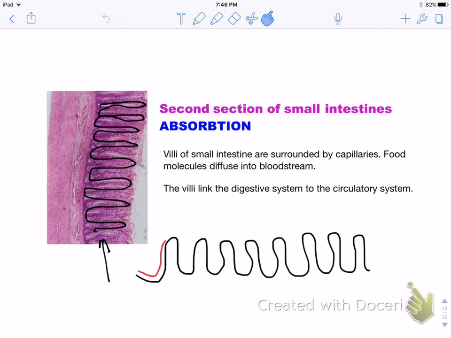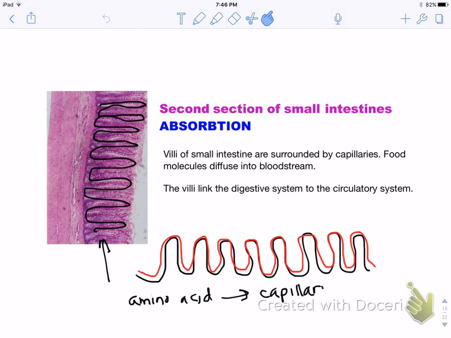These microvilli are surrounded by capillaries. That's really important because the capillaries are going to pick up the nutrients that have been released by the enzyme. Some of the nutrients that are going to be picked up by the capillaries include amino acids, which will go into the capillaries. Remember, the amino acids are going to be used to make proteins for yourself.